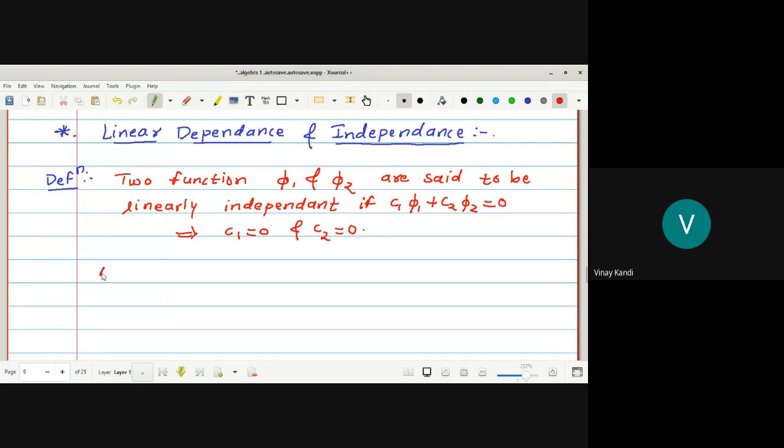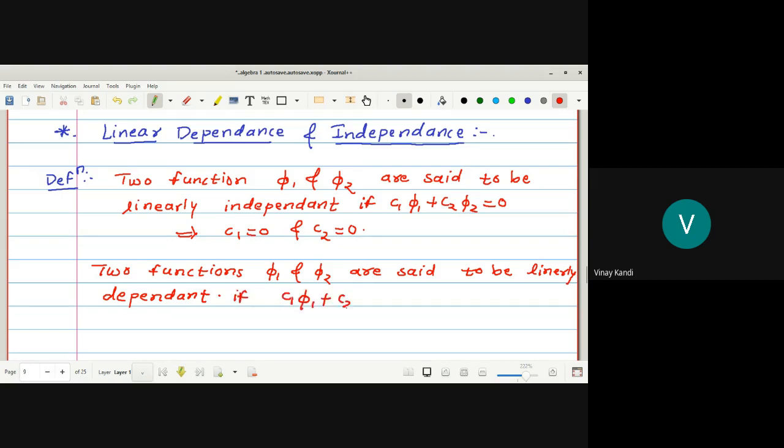Okay, now the two functions phi1 and phi2 are said to be linearly dependent if C1 phi1 plus C2 phi2 is equal to 0 implies either C1 is not equal to 0 or C2 is not equal to 0.